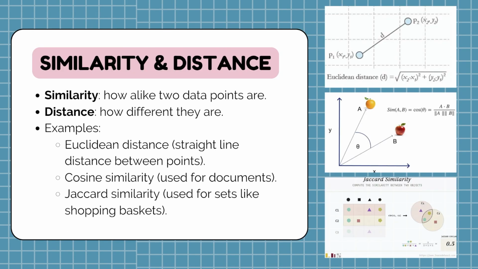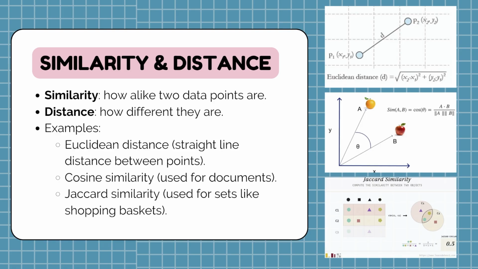Now, moving to similarity and distance. When analyzing data, we often need to ask, are two objects similar or not? Similarity measures how alike they are, and distance measures how different they are. For example, Euclidean distance is the straight line distance between two points, like on a graph, as you can see in the first image. Cosine similarity is used for documents. If two articles share many words, their angle is small and the cosine value is high.